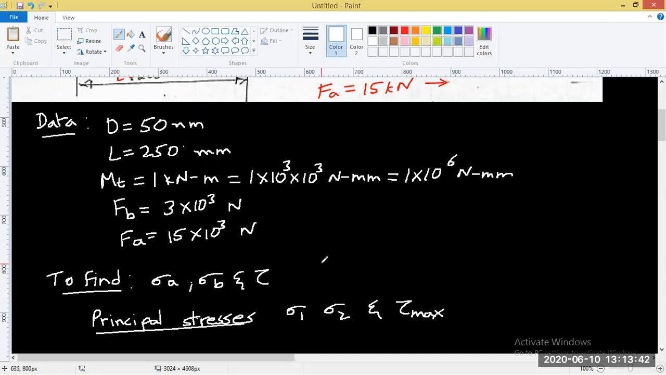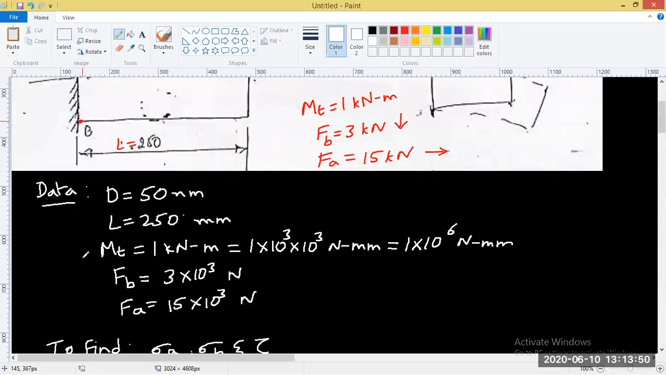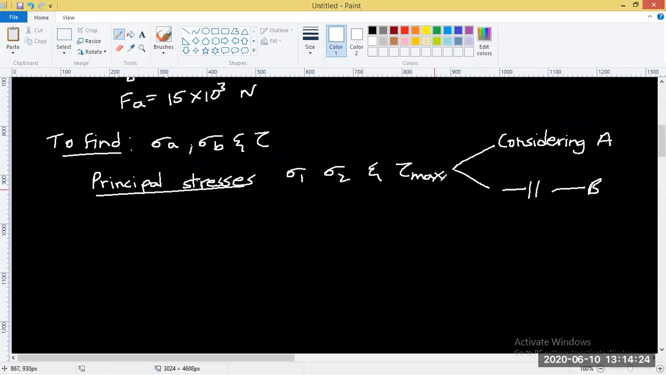Again, this breaks up into two portions, because in the question, A and B both are critical points. So you need to find this for both cases, considering section A and also considering B. Because of the bending load, this will be converted into 2 portions. Before we start with this, let's find out the basic stresses, sigma A, sigma B, and tau, the shear stress, individually. Later on we'll club them using the principal stresses. So let's find the solution.